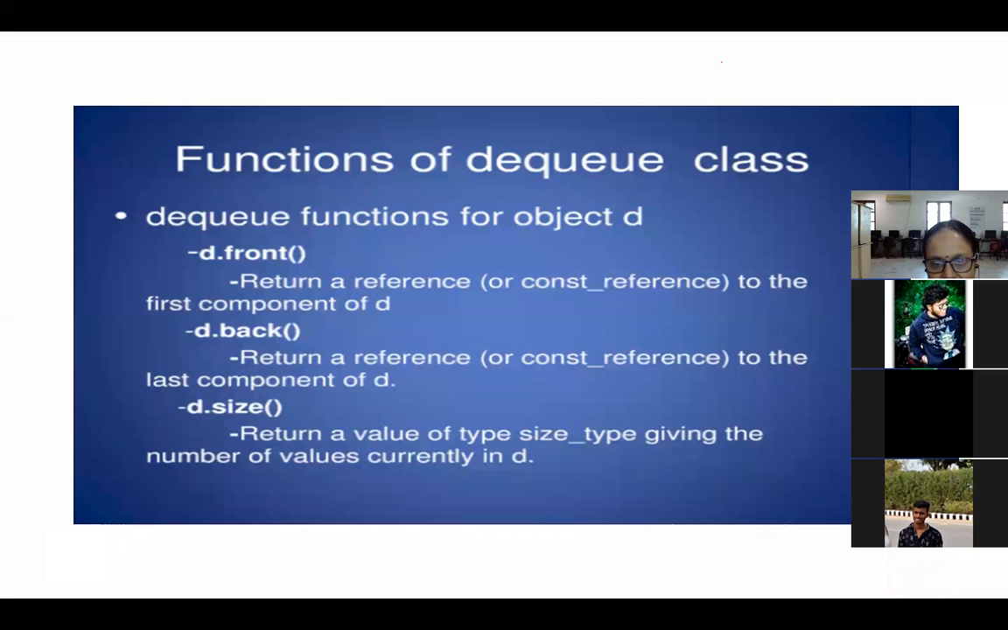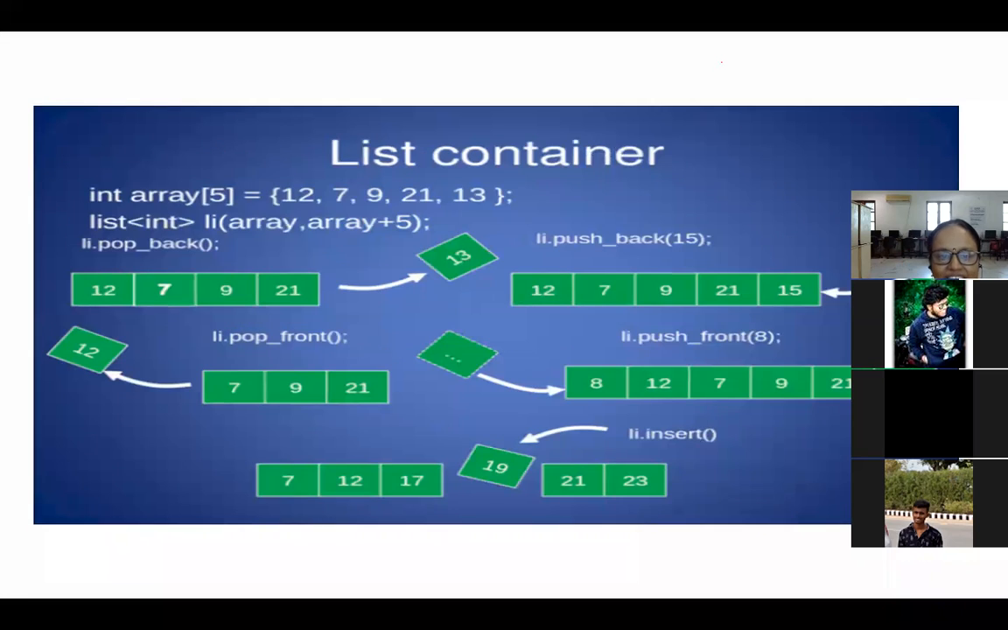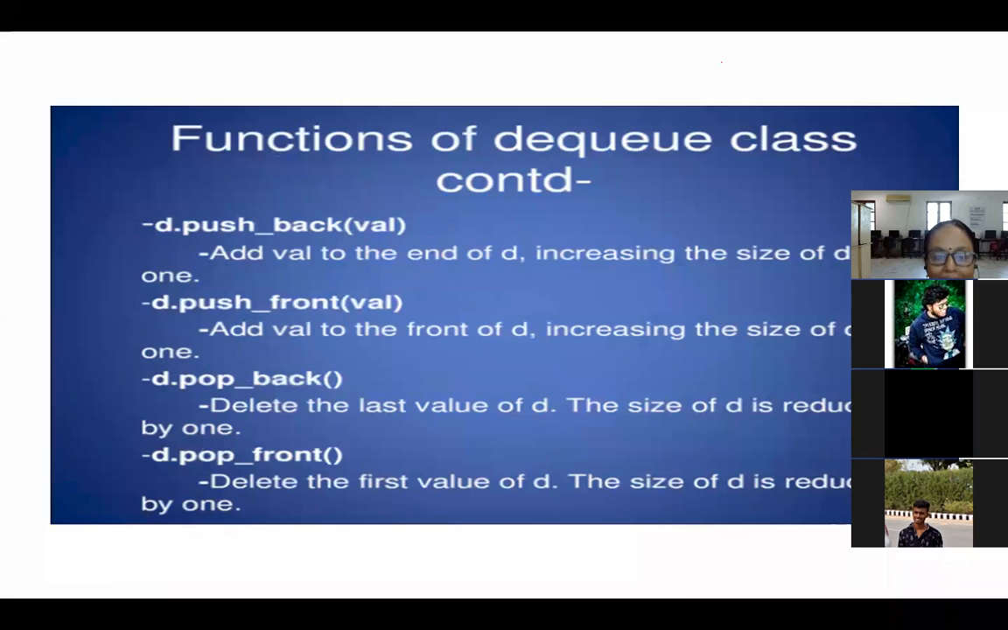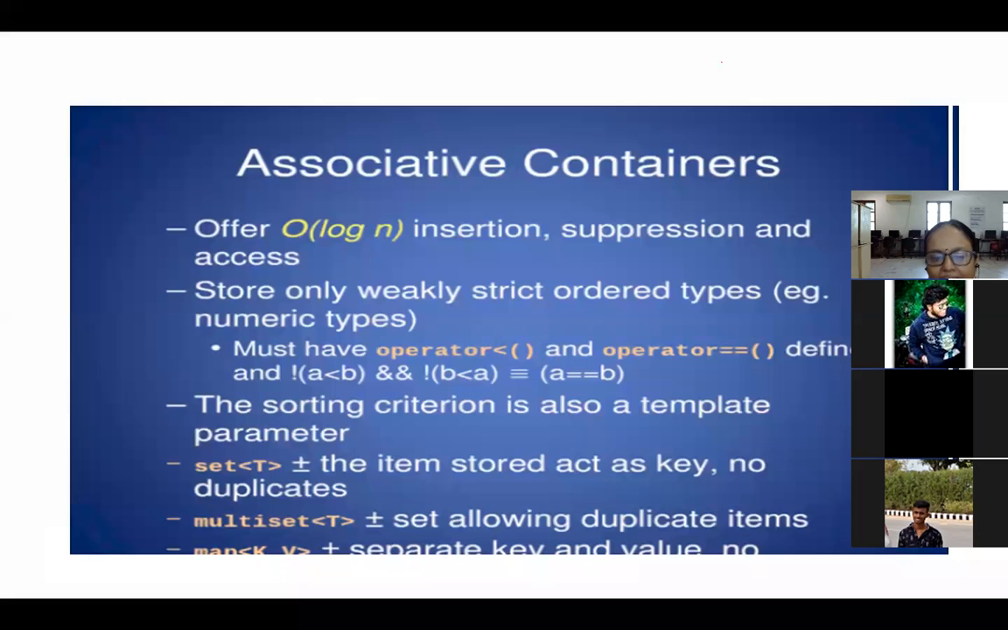That means the DQ will create functions on the object D. So D dot front, D dot back, where I can insert from back, and D dot size, which gives the size. Just as we created the list named LI, similarly we can create DQ by creating the object D. Similar options push back, push front, pop back, pop front are all available in the DQ.